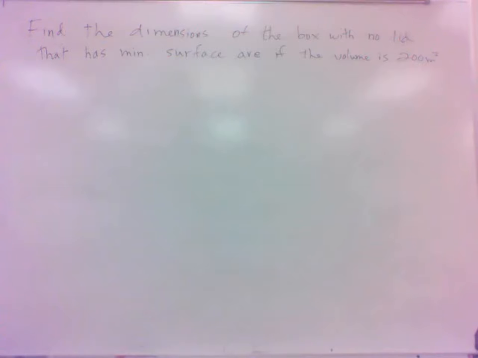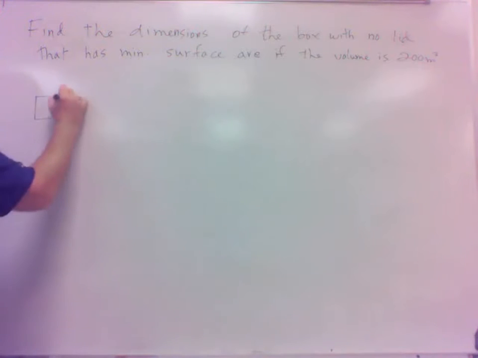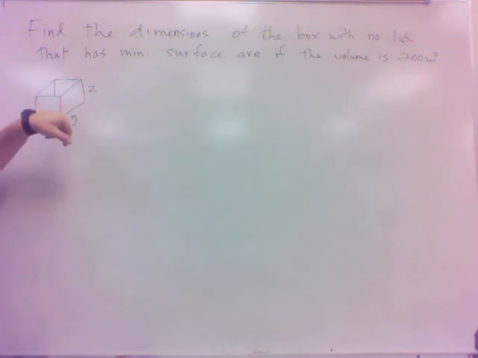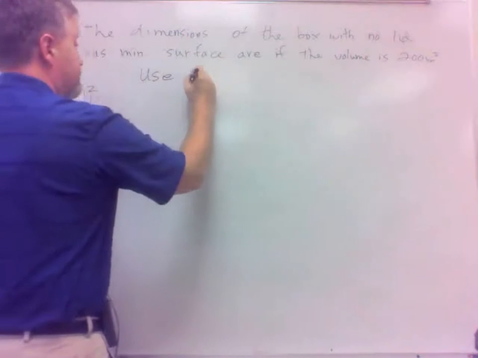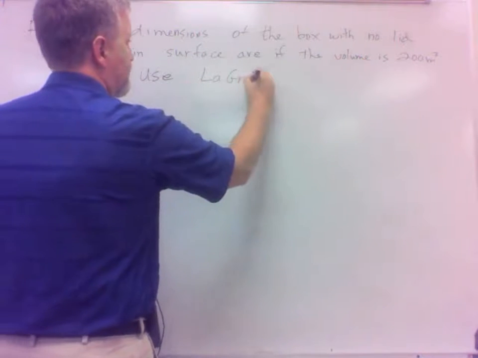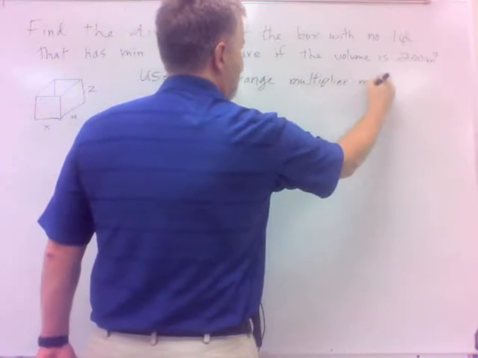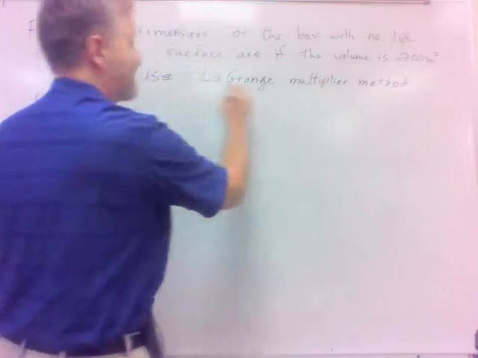And we know that if this is our dimensions, x, y, and then this is z, we saw that the minimum is when x and y are the same, cube root of 400, and then the z is half of that. That's our minimum surface area. Well, let's use Lagrange multipliers, the Lagrange multiplier method. We do get that very same thing.